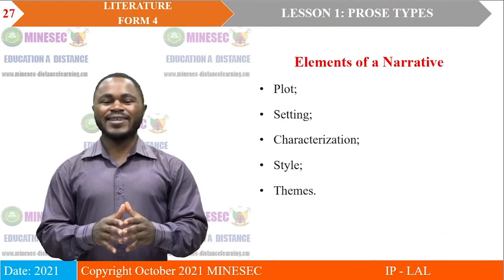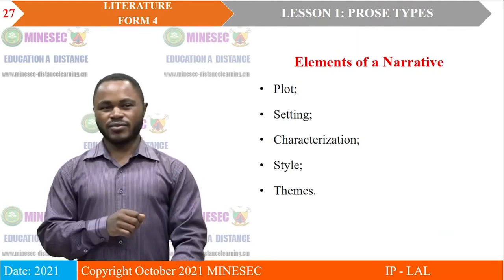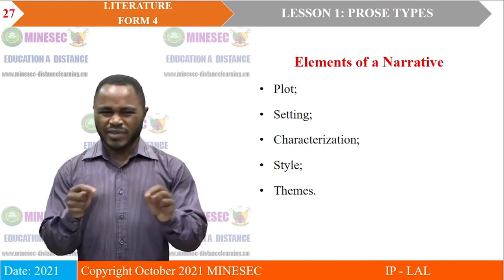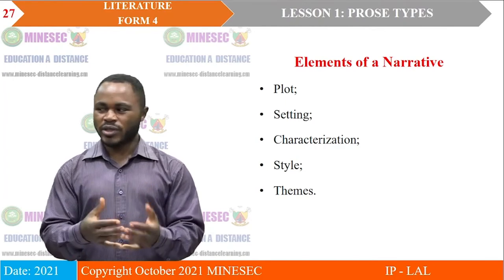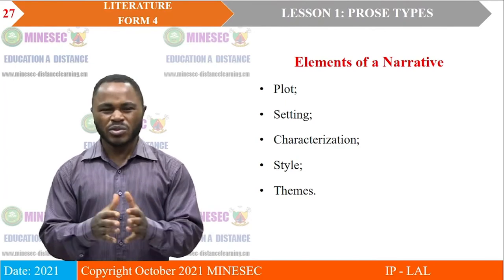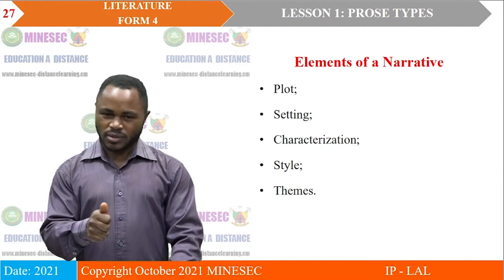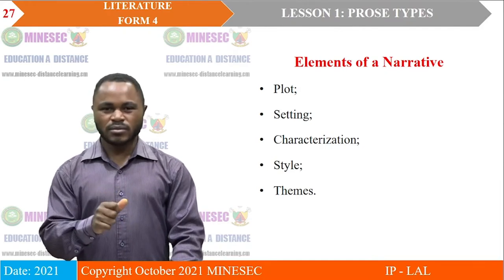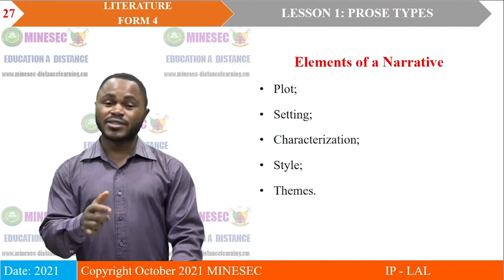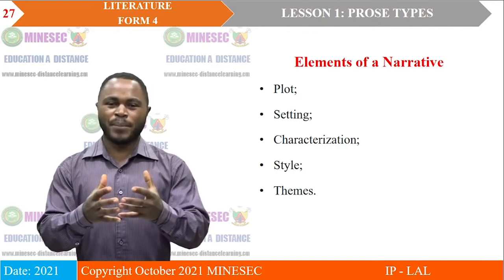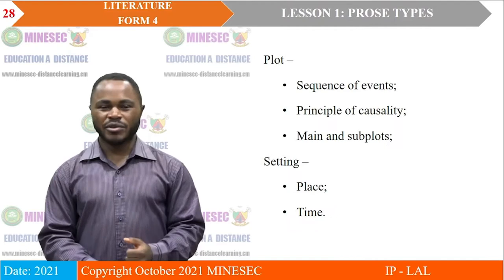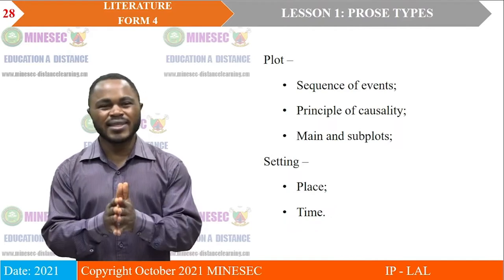What then are the elements of a narrative? What are those different elements that come together to make up what we're calling fictional prose? First, plot, setting, then characterization, style, and themes. These elements come together to make up what it is that we call a narrative. We'll explore them one after the other, starting with plot.